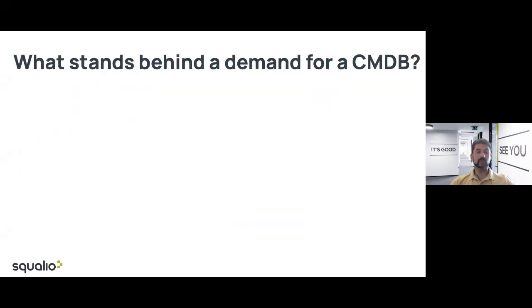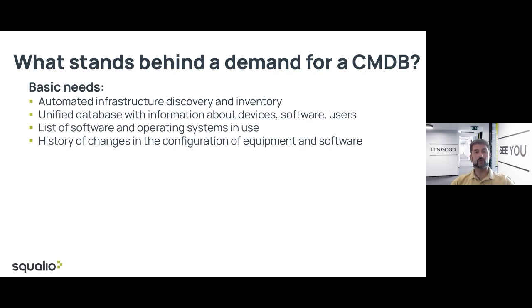So what do we see when we come to a customer and there is some demand for a CMDB? I separate the needs that we see into two parts. The first one is quite basic and is mostly about inventory automation. It's about having a single source of truth where the information about the whole infrastructure is stored and automatically updated. There is a specific requirement to have a separate list of software and operating systems used in the infrastructure, and also to track the history of changes and maintain audit logs for the infrastructure, to be able to resolve incidents, maybe investigate some security-related issues, and so on.